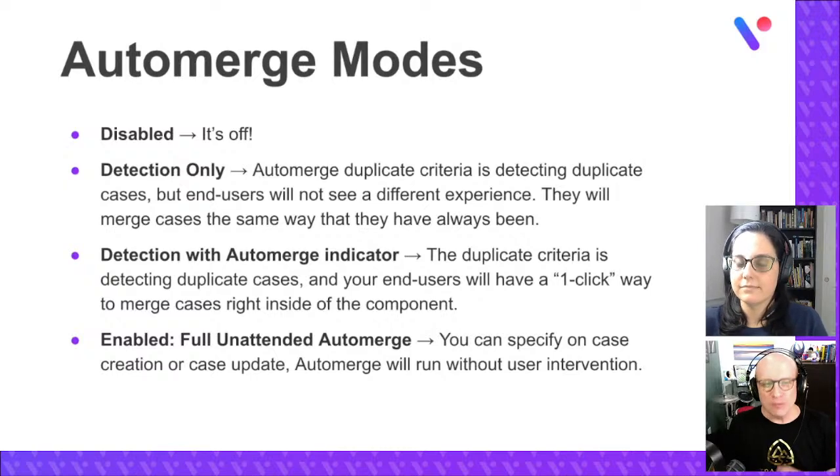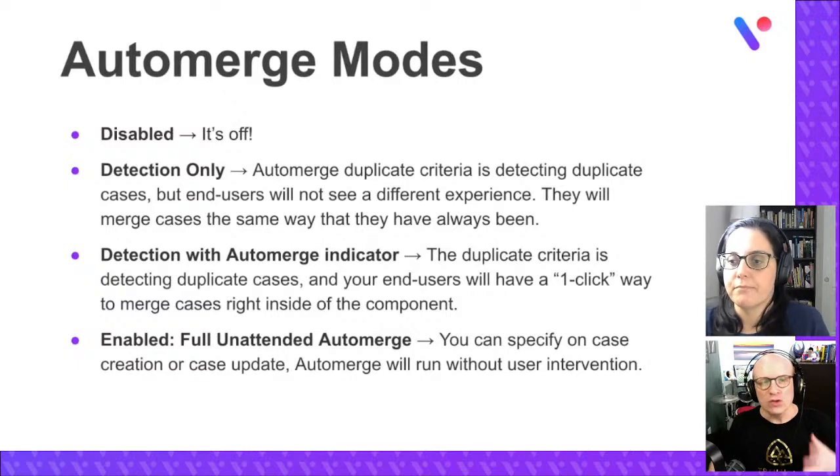We have the second mode. This is sort of where things get interesting. Detection only. Talk me through why we have a detection only mode. That means that you've configured the Automerge duplicate criteria, and Case Merge Premium is analyzing how that is performing in the background. We will show you the data in the duplicate criteria performance tab, and we can also suggest fields for you to add to that criteria, just to make sure that you're taking the most advantage of Automerge. The end user experience with this mode is not affected in any way, so users will still be manually merging cases just as they do today.